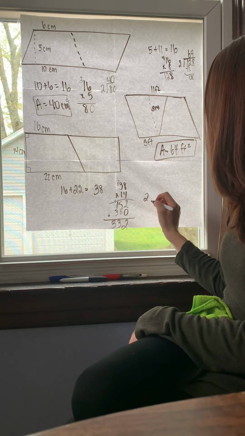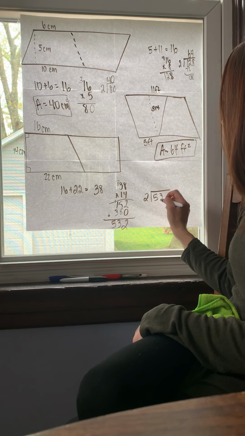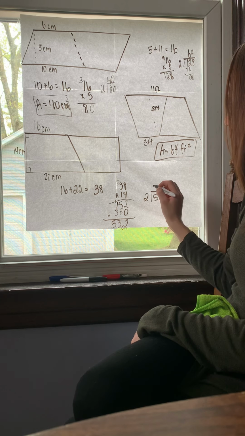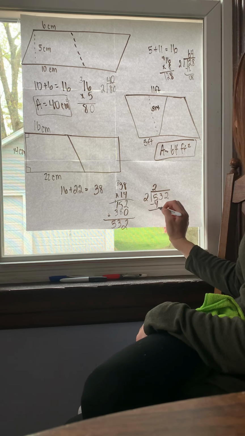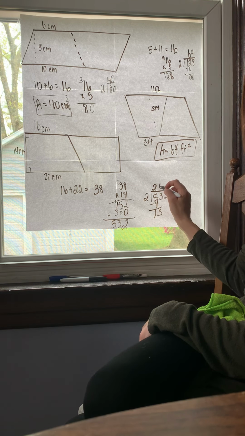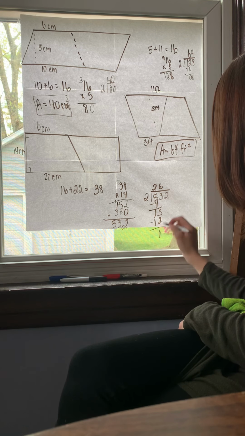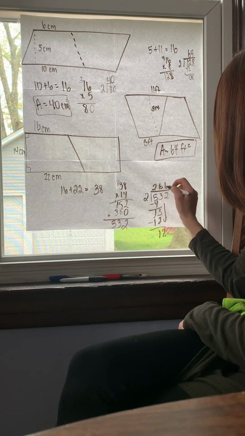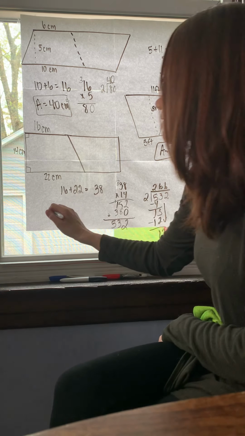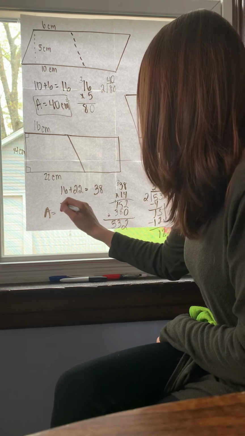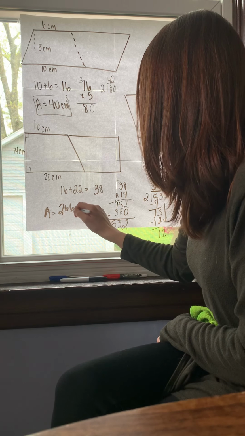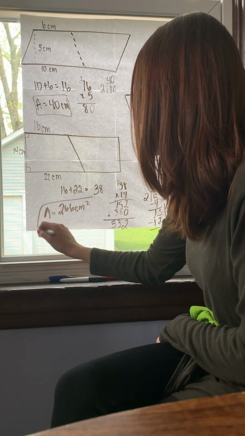So 2 goes into 532. 2 goes into 5 twice. 2 goes into 13 6 times, and 2 goes into 12 6 times. So my area here is 266 centimeters squared.